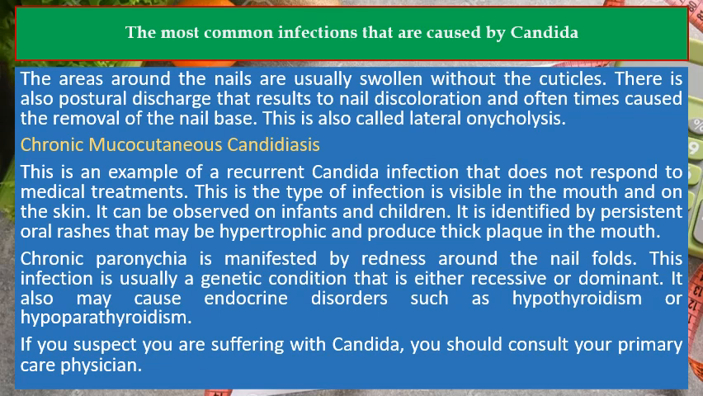Chronic mucocutaneous candidiasis. This is an example of a recurrent Candida infection that does not respond to medical treatments. This type of infection is visible in the mouth and on the skin. It can be observed on infants and children. It is identified by persistent oral rashes that may be hypertrophic and produce thick plaque in the mouth.